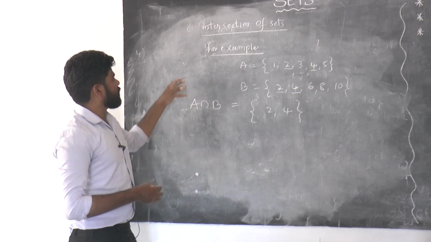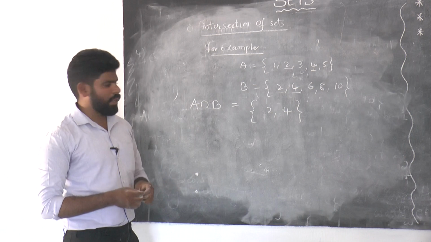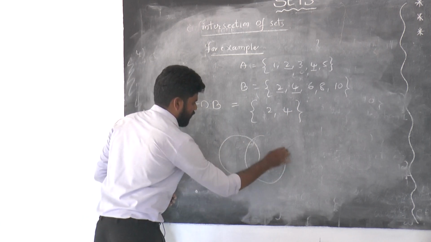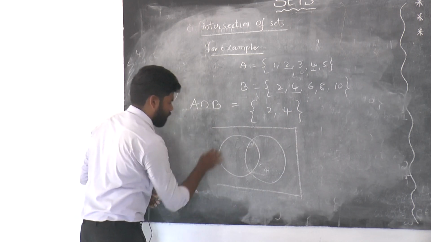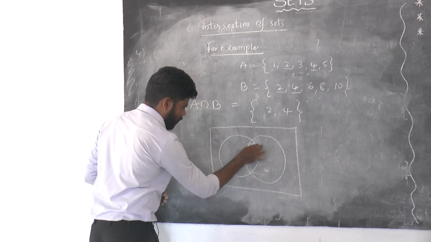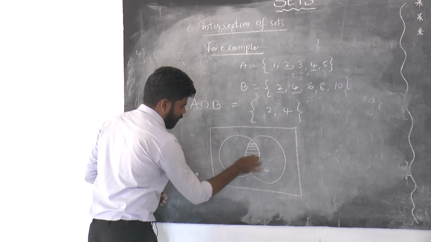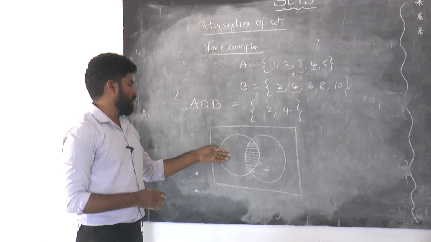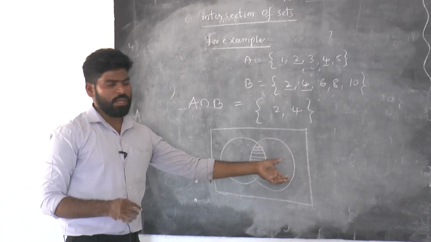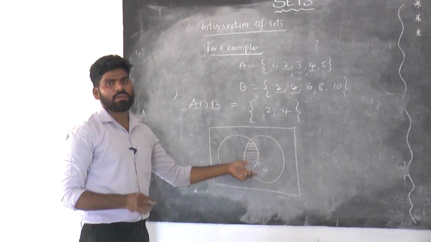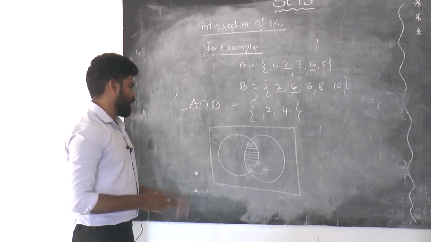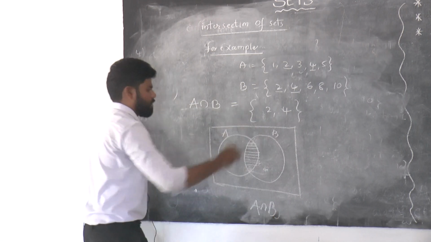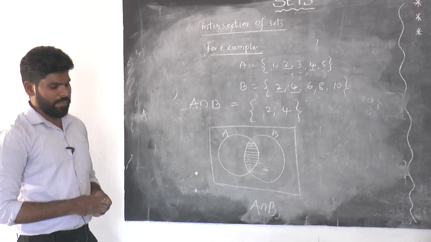This intersection of sets A and B is represented by a Venn diagram. This part is the common part of the given sets. This is only the elements of A, and this is only the elements of B. The common part of A and B is what we call A intersection B. This Venn diagram represents A intersection B.